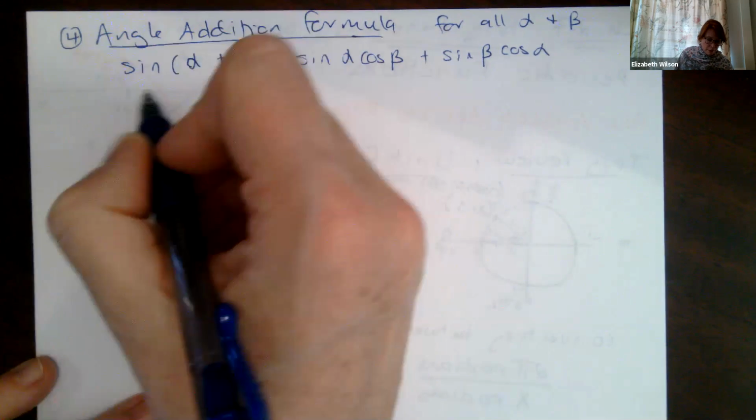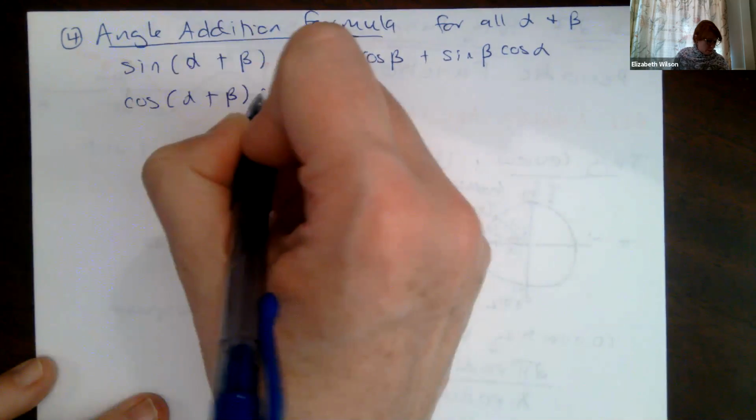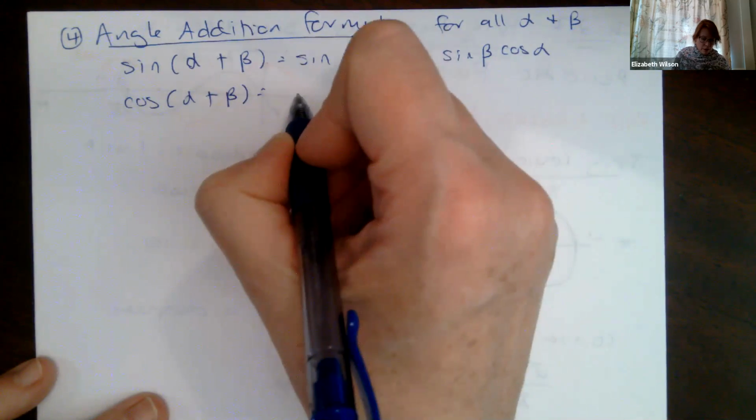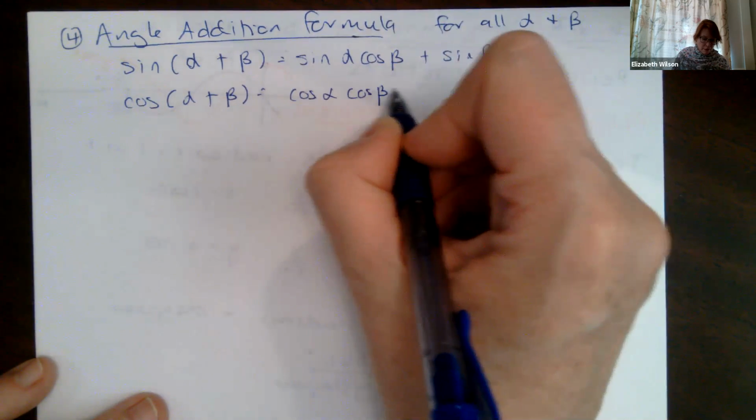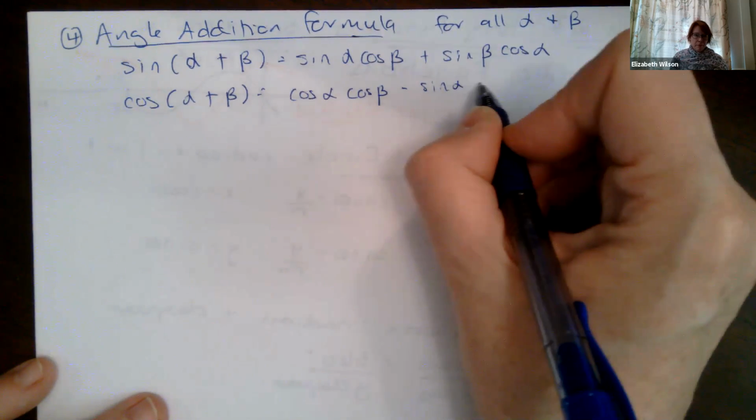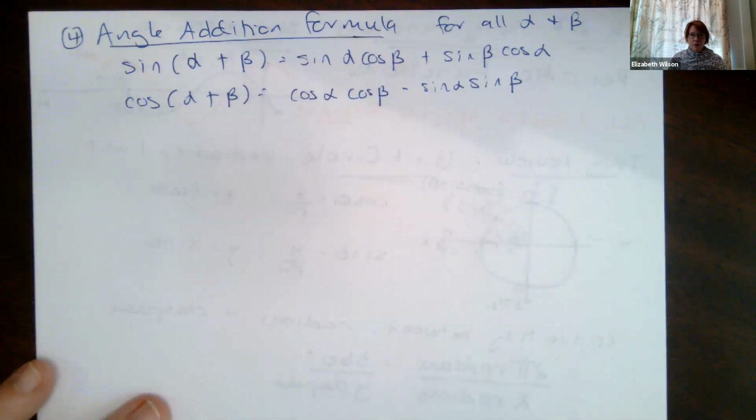Cosine of alpha plus beta is going to be equal to cosine of alpha cosine of beta minus sine of alpha sine of beta. This is an addition formula.